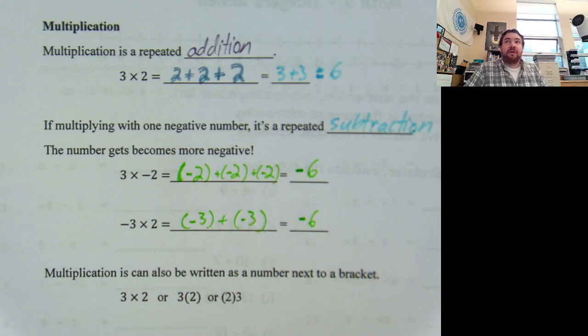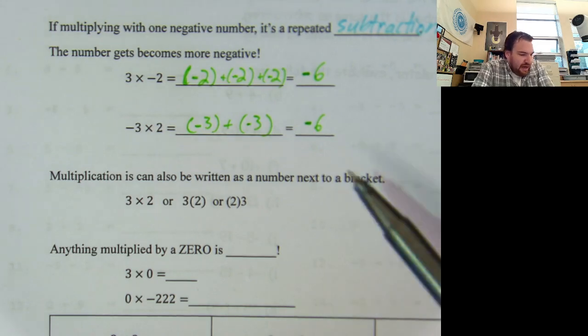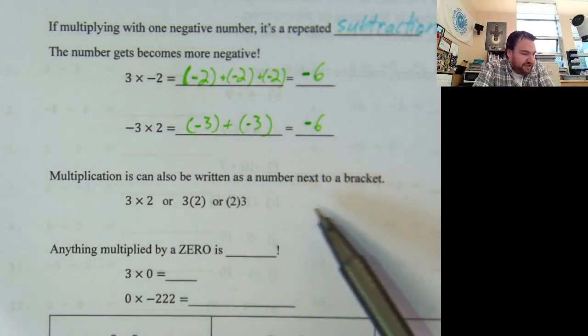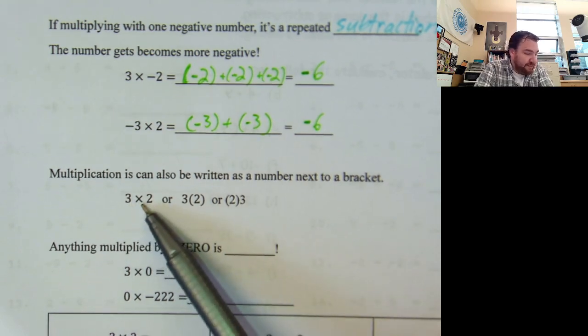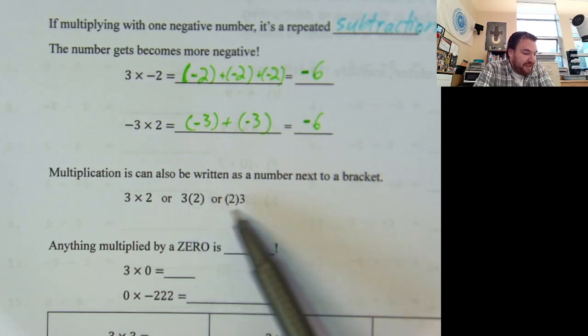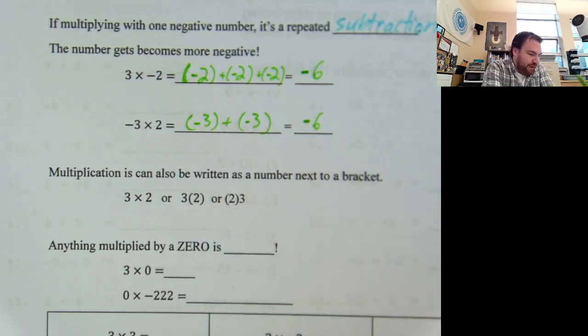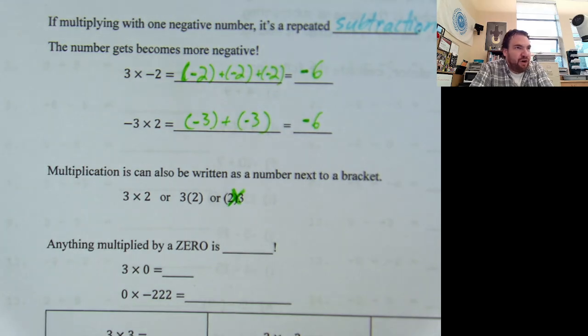You've seen it before. Multiplication can be written with a few different kinds of notation. It can be written with the x between, so you have 3 times 2. That's what that x symbol means. Or 3 butted up right against a set of brackets. You can write it this way. We don't write it this way. Even though it's technically not wrong, don't do it.